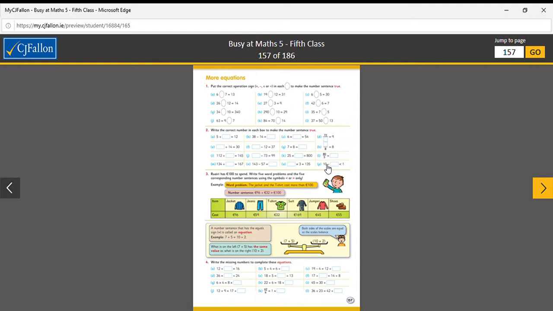So if I did 10 take away 9, that would be equal to 1. So here I have to take even more than 9 away. I'm going to have to take the whole 10 away. That answer will be 0, and that's less than 1.